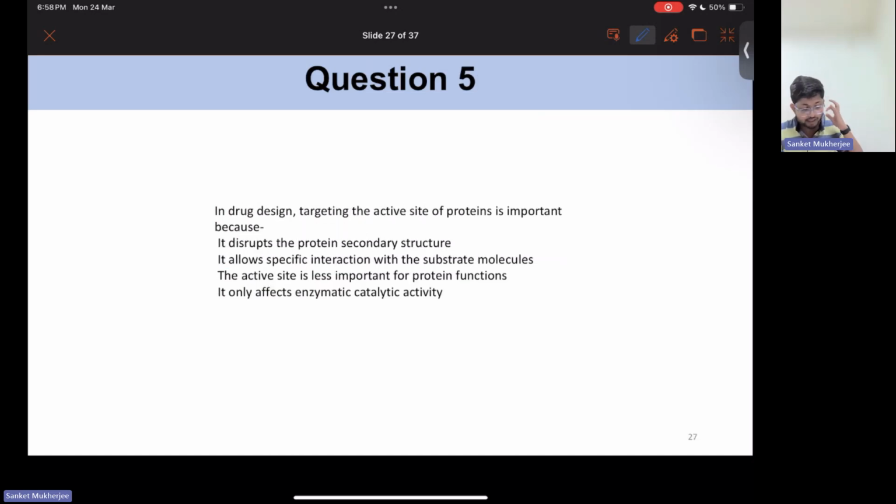In drug design, targeting the active site of proteins is important because it disrupts the protein secondary structure, it allows specific interaction with the substrate molecules, the active site is less important for protein functions, or it only affects enzymatic catalytic activity. So active site allows specific interaction with the substrate molecules would be the answer.